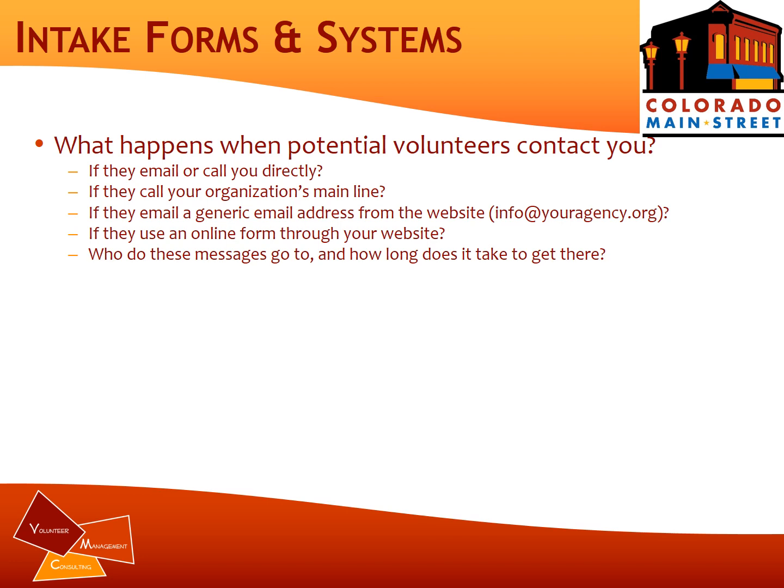And you want to sort of audit your communication methods so that you have an idea of what happens when someone emails or calls you directly. If they call your organization's main line, whether that's the Chamber of Commerce main line or the city's main line, and they express interest in becoming a volunteer, how does that information make its way to you? If they email info@mainstreet.org, how does that information get to you?